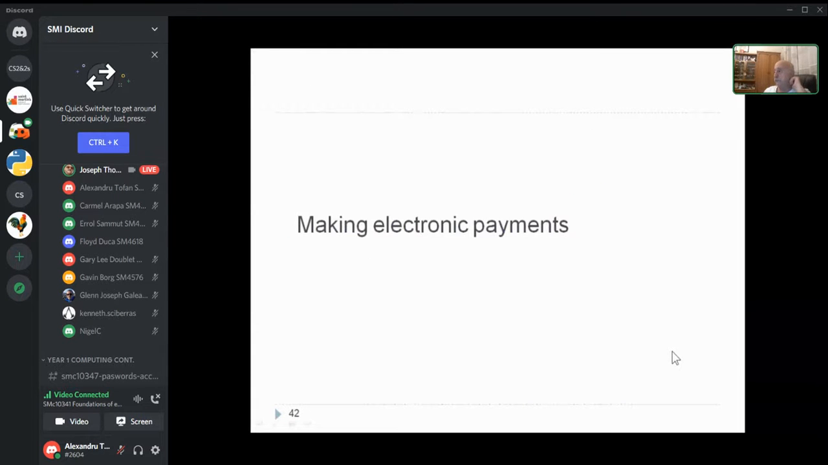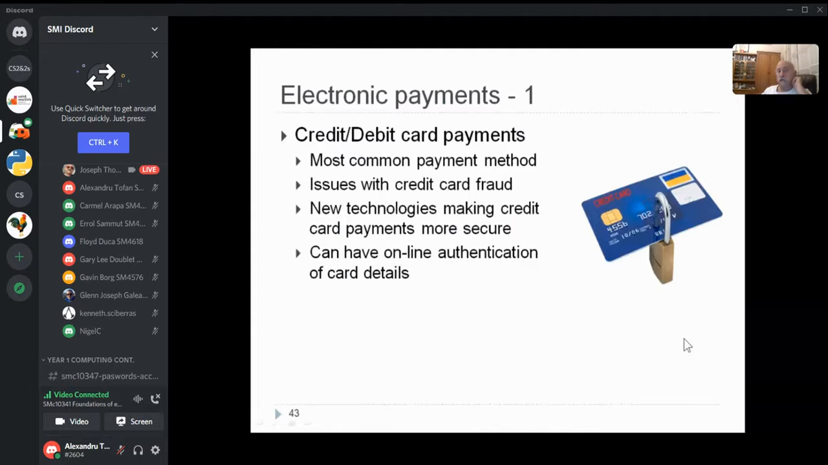Now, how do we make electronic payments? A number of ways. The traditional way of paying for purchases over the internet, over e-commerce, was via debit and credit cards. Initially, there was a lot of mistrust and a lot of fraud carried out on debit and credit card payments. It is still a very common payment method. There are still issues with credit card fraud. However, new technologies have improved security and have decreased credit card fraud.